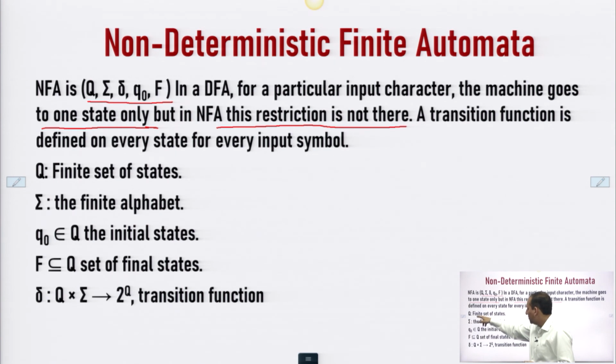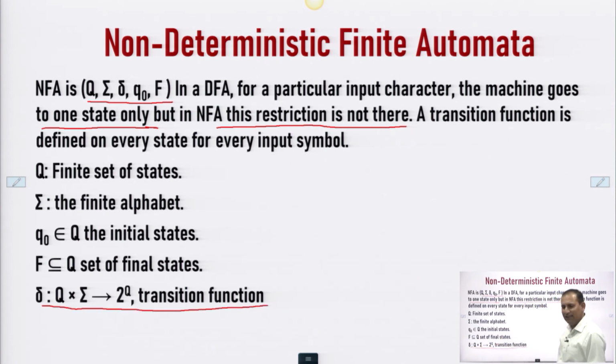Again here Q is the finite set of states, sigma is the finite set of alphabets which is used to make the input letters, right. Q naught is the initial state which belongs to the Q set of states. F is the final state which is contained in the Q states, right. Now, this is the transition function for the NFA.